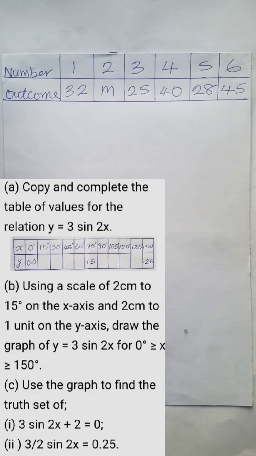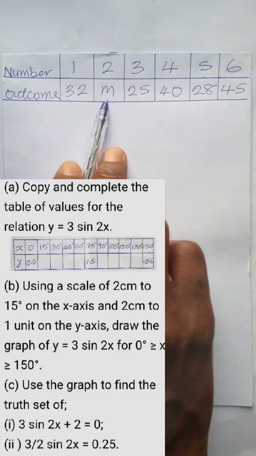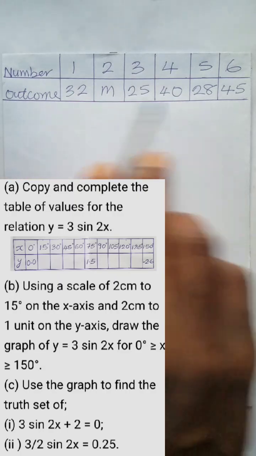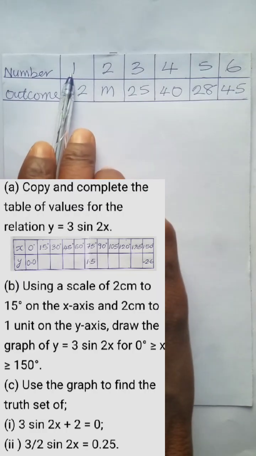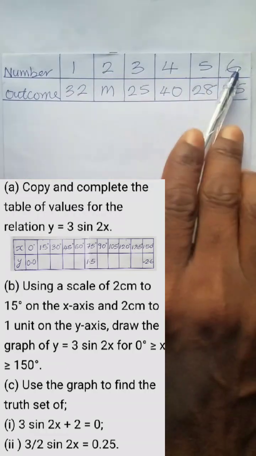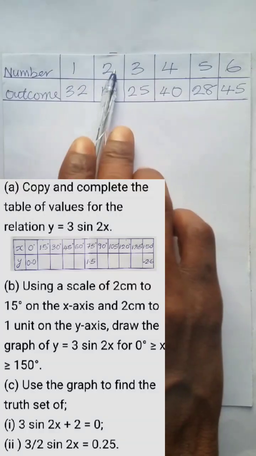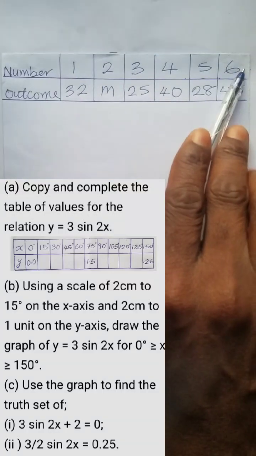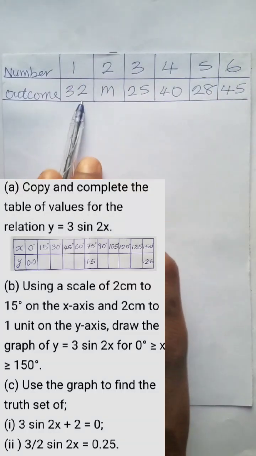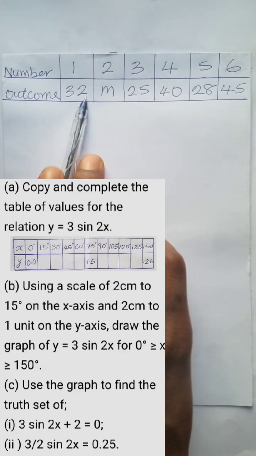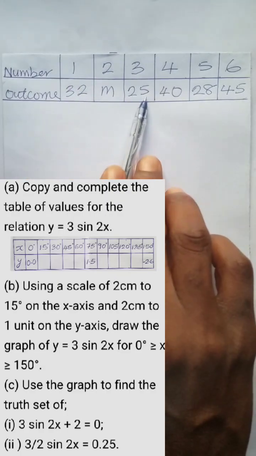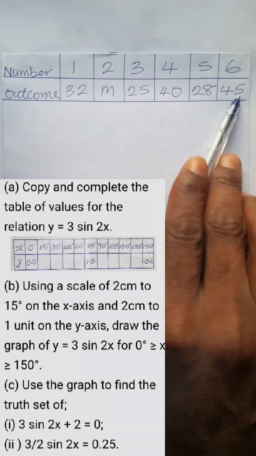So let's start with A, the value of M, that is this M here. Now let me first explain this table. This is the number that appears on the sides of a die. We have face 1, face 2, 3, all the way to 6. And for us to have 32 here means that we had 1 32 times. We had 3 25 times. We had 6 45 times.